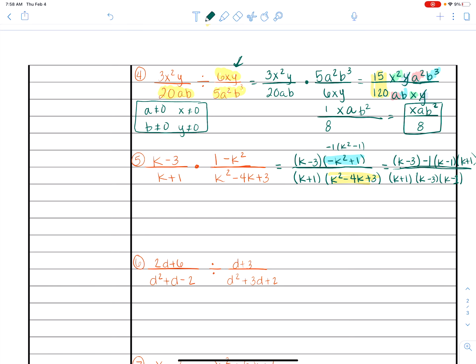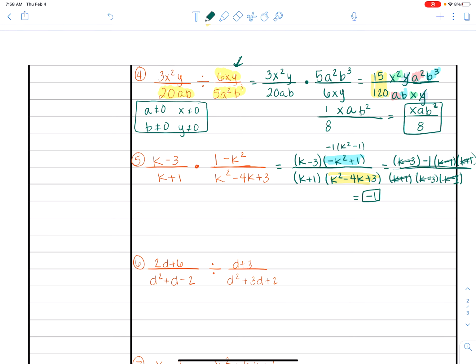Okay, so now we can cancel out our like terms. So we have a k plus 1 on top and bottom, a k minus 1 on top and bottom, and a k minus 3 on top and bottom. So the only thing I'm left with here is negative 1.